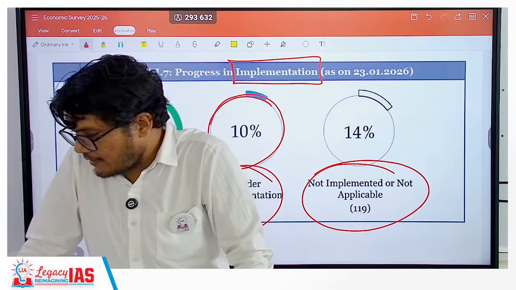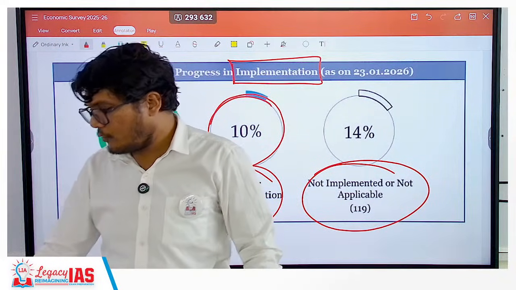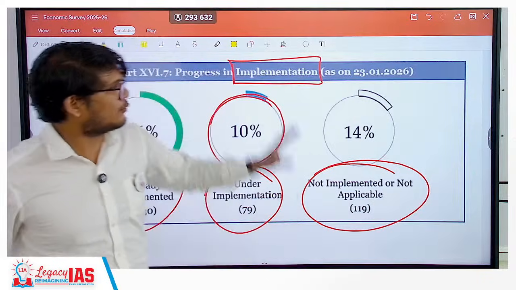I hope that's clear, guys. There are no questions or doubts that have been asked. Anyway, I believe and hope that you understand everything. So that is about it from my end with respect to the economic survey.